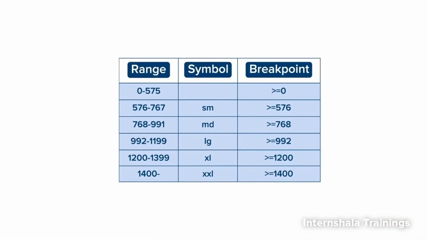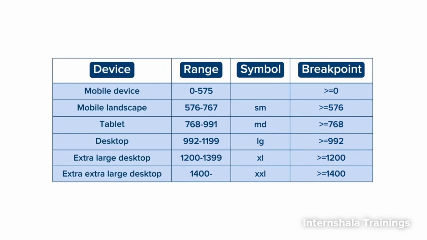Here, we have a table in which we have 3 columns: range, symbol and breakpoint. Bootstrap has defined 6 breakpoints based on the logical resolution of various devices. It believes that there are 6 ranges of devices, having the following width of ranges in pixel. Only for easy understanding, let us add one more column device against each breakpoint. So, it says for mobile devices, we have a range from 0 to 575 pixels. Similarly, for mobile landscape, it has defined a range from 576 to 767 pixels, and so on for various devices.